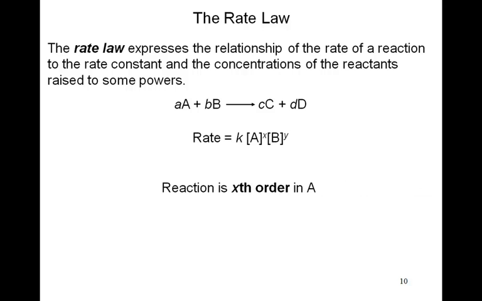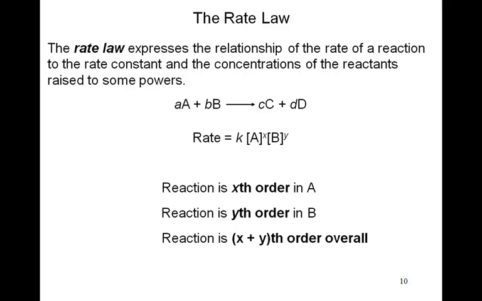The reaction is x order in A. So whatever the value of x is for A, we call that the order of the reaction in A. So if x were equal to 1, the reaction is first order in A. If x were equal to 2, then the reaction is second order in A, and so on. The reaction is yth order in B. So if the value of y is 1, then we say that the reaction is first order in B. If it is 2, then we say it's second order in B.